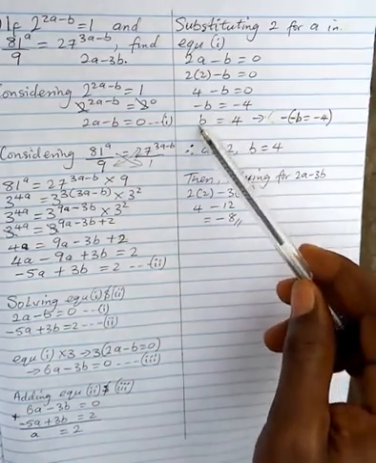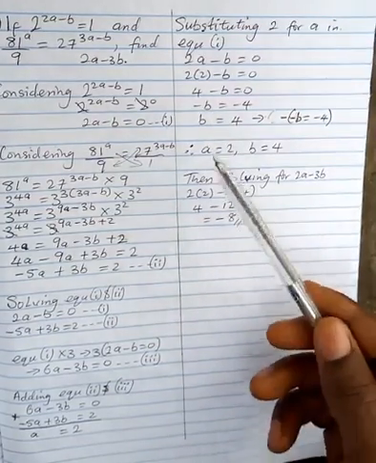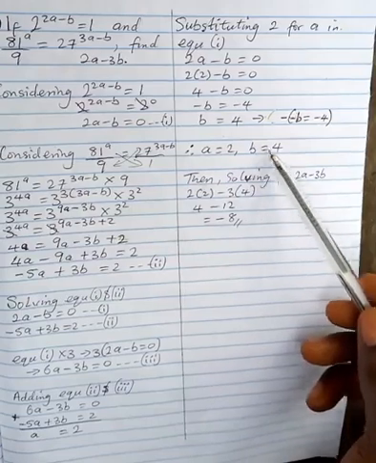The reason why we do it is because we want b to be left alone. Minus b is not what we're looking for. We're looking for just b. Now that we've succeeded, the value for a is 2 and the value for b is equal to 4.